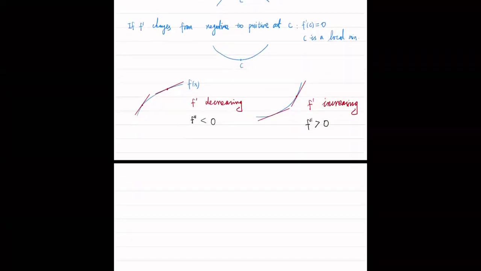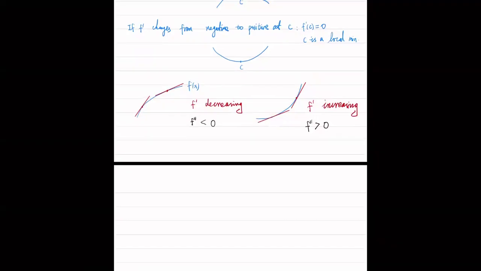So you can see this will give us two different shapes of the graph. This way, and that way. We have a different term for this: it's concave downward. The other term is concave upward.